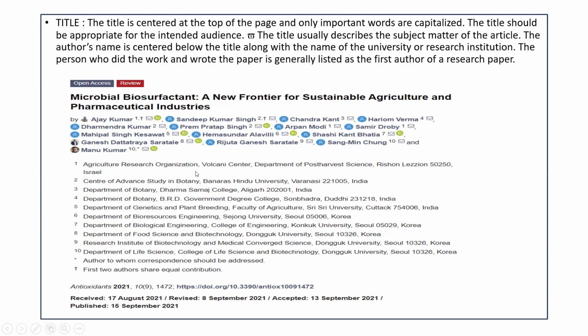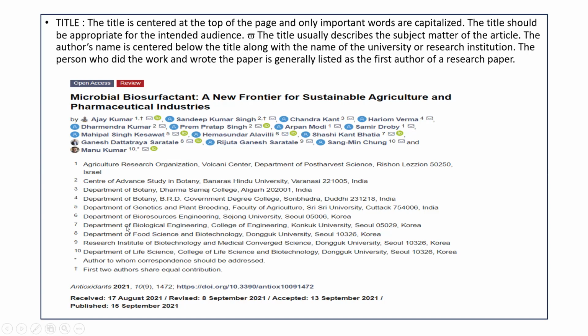1 means Agriculture Research Organization, Israel. Second is Center of Advanced Study in Botany, Banaras Hindu University. Third is Department of Botany, Dharma Samaj College, Aligarh. And the fourth one is Department of Botany. There are actually 10 different institutes involved, but a few of them might be repeated, like Prem Kumar Singh and Sandeep Kumar Singh, and Dharma Kumar is 2. So all 3 authors are from the same institute, that is Center of Advanced Study in Botany, Banaras Hindu University.